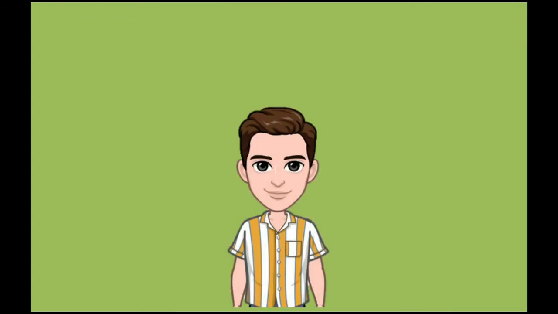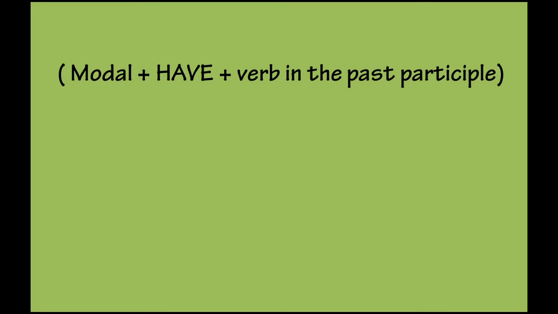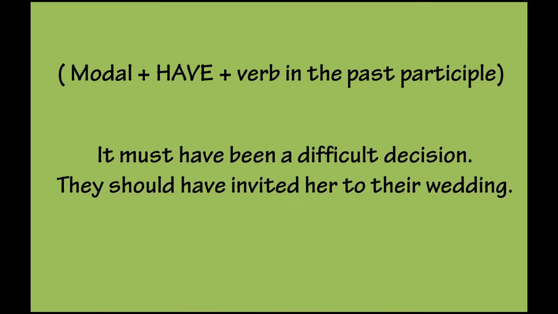Lastly, we have the modals in the past. They are the modals referred to the actions that happened in the past. In using modals in the past, we are following a certain format. Modal plus have plus verb in the past participle. These are the examples. It must have been a difficult decision. They should have invited her to their wedding.